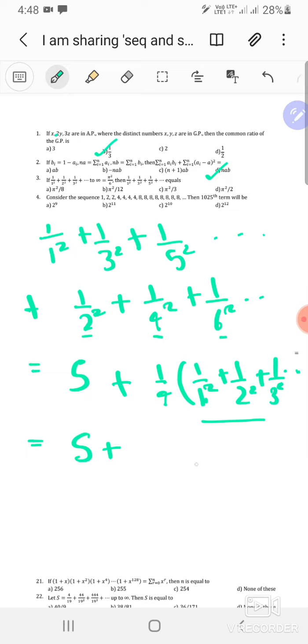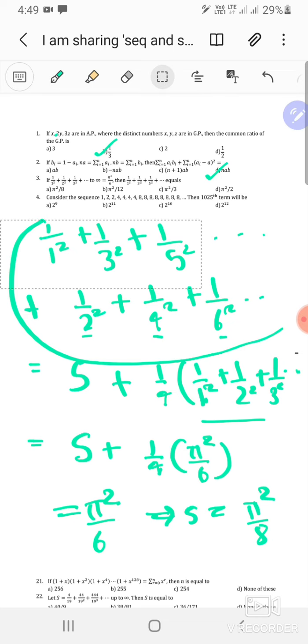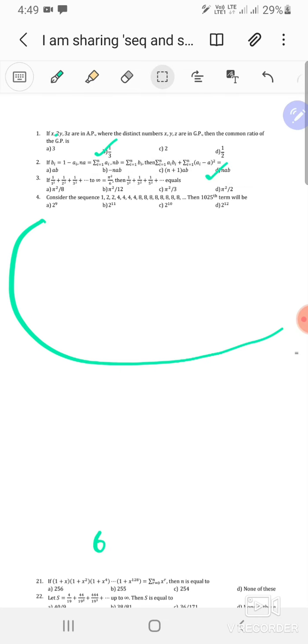We assume it's pi squared by 6. So it's pi squared by 6. I mean, 1/4 of pi squared by 6, I think. Yeah, looks correct. So 1/4 of pi squared by 6. But we know what this complete sum has to be. It has to be equal to pi squared by 6 itself. So that gives me that S is equal to 3/4 of pi squared by 6, which is pi squared by 8. So that's an easy question. Cool. Let's move on to the next one.